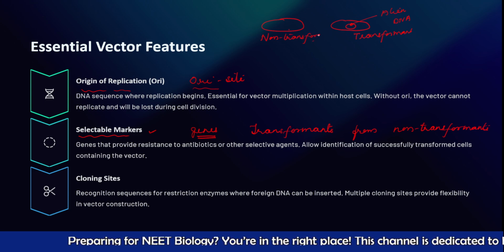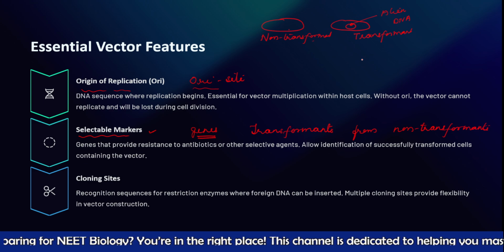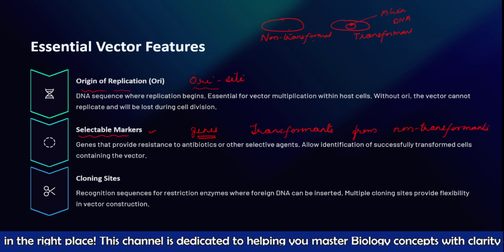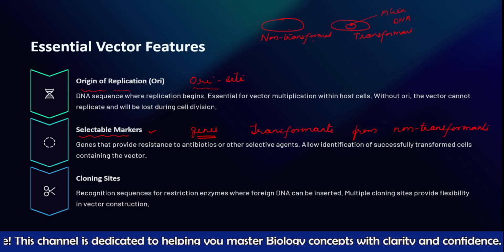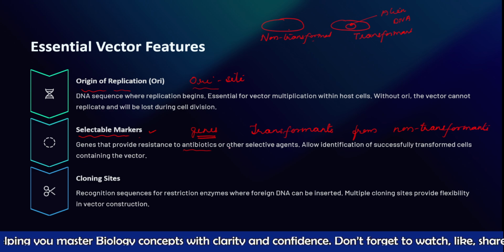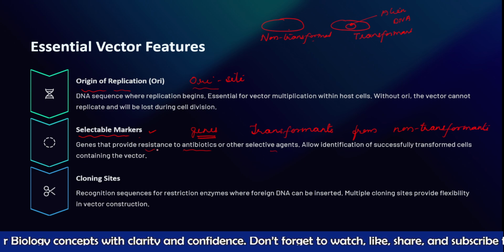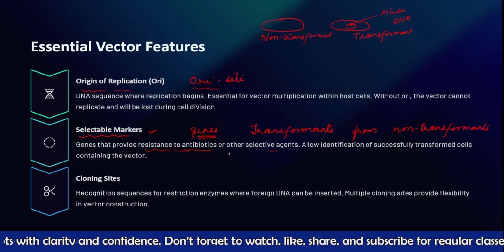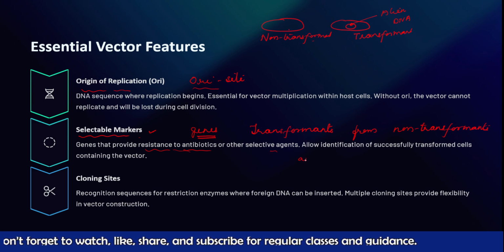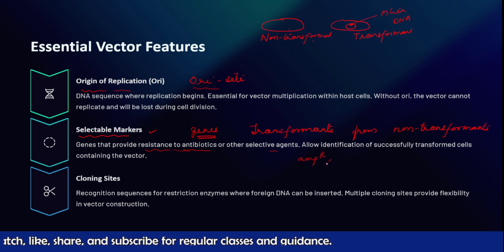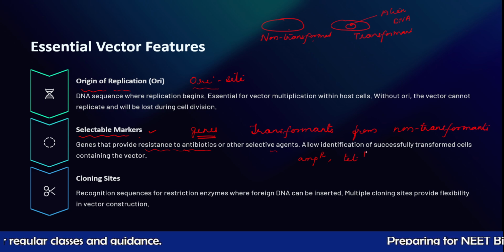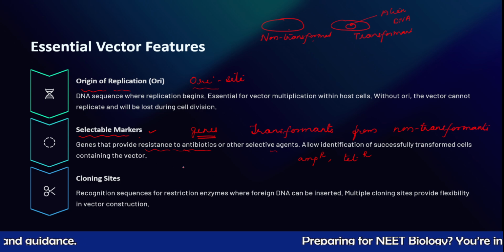So in the Petri dish, transformants will be there, non-transformants will be there. So we need to separate the transformants from the non-transformants by using selectable markers. Selectable markers are generally antibiotic genes, genes which are resistant to antibiotics. For example, the genes which resist ampicillin we can call AMP-R. The genes which resist the antibiotic tetracycline, TET-R. So this is another feature.